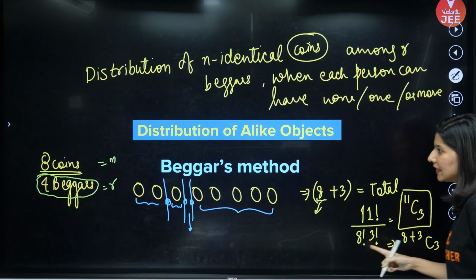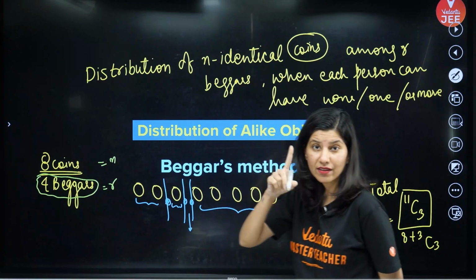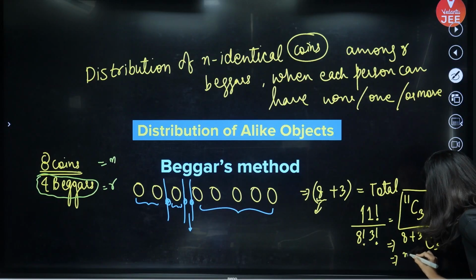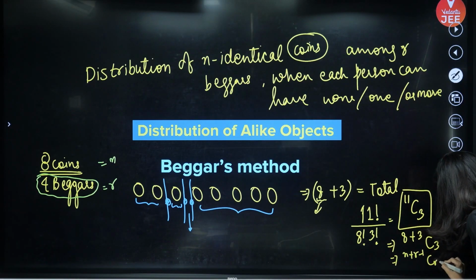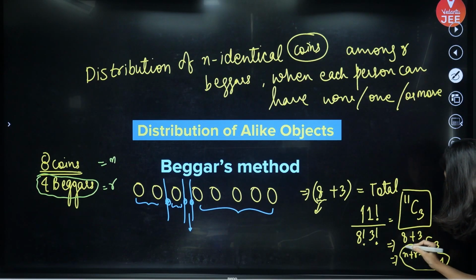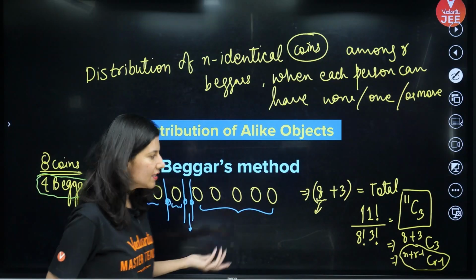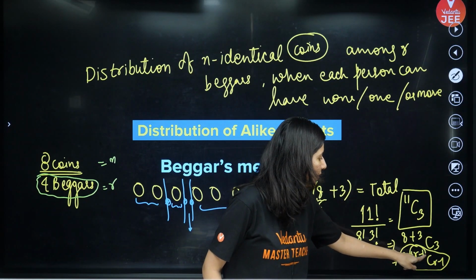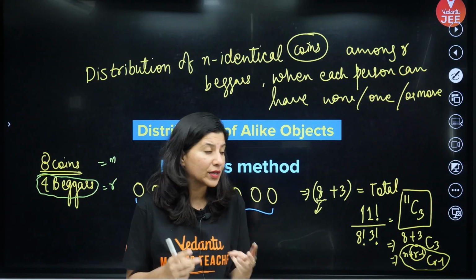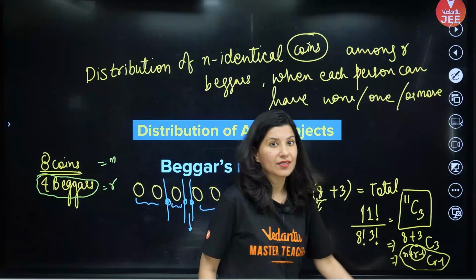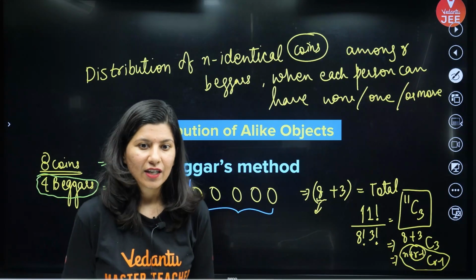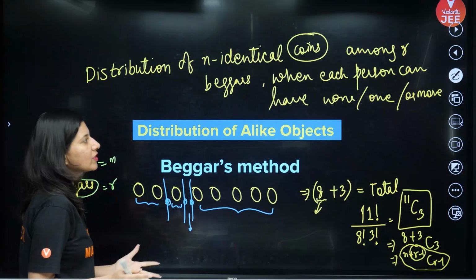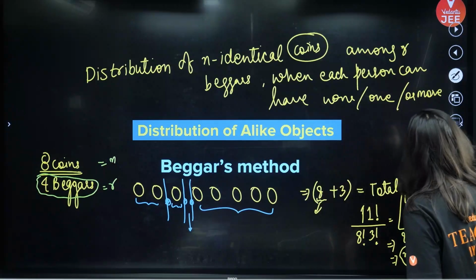Right? And if I write 8 plus 3C3, correct? What is 8? 8 is n. Trying to get the formula, right? So n plus r minus 1 C r minus 1. In this case, will it work? So n is 8, r is 4. Just put the formula n plus r minus 1 because we have added 3 coins. So 8 plus 3C3. Alright. So distribution of alike objects is done by this.